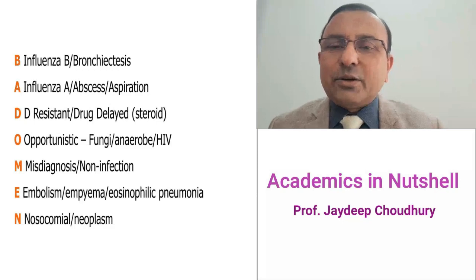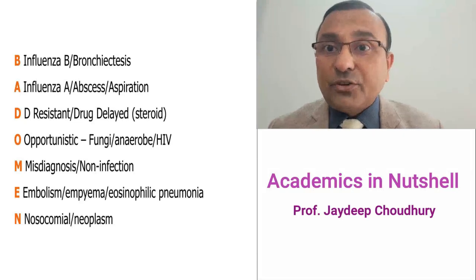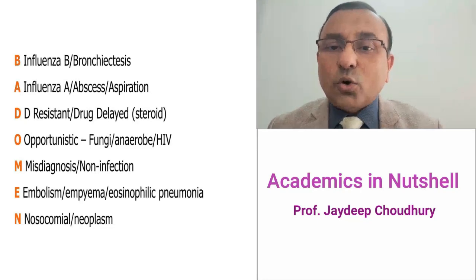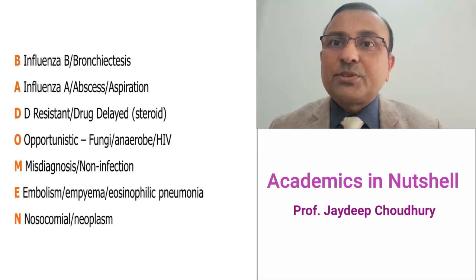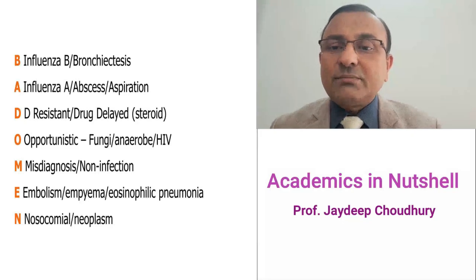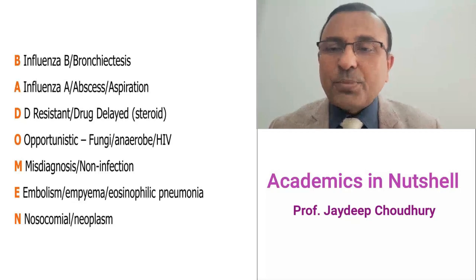To remember the complications of pneumonia presenting with non-resolving conditions, a mnemonic BAD OMEN may be useful. B stands for influenza B and bronchiectasis, A for influenza A, abscess, aspiration, D, drug resistant or delayed, that is steroid if it's given, or O for opportunistic like fungi, anaerobes, HIV, M for misdiagnosis or non-infectious. Here comes the pneumonia mimics a bit. E for embolism, empyema, eosinophilic pneumonia, and N for nosocomial and neoplasm.